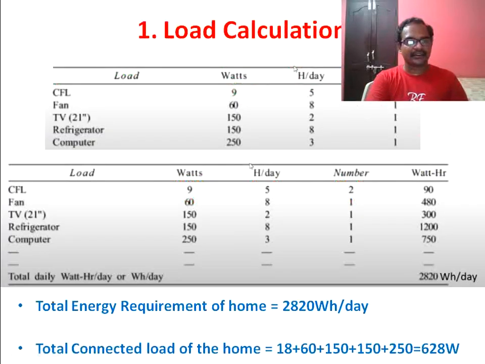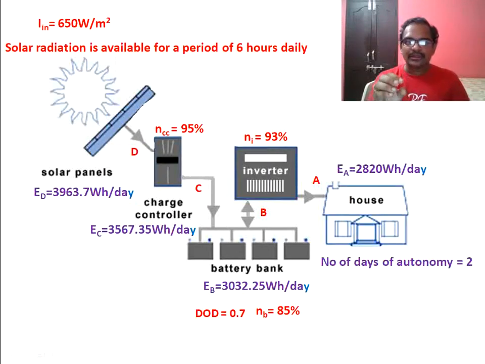Now you understand clearly here. In order to supply 2820 watt hours per day to the house, the solar panels have to generate 3963.7 watt hours per day. Right. In order to supply this amount of energy, the solar panel has to generate 3963.7 watt hours per day. So in other words, in order to give 2820 watt hours per day to the home, with 2 days of autonomy, the battery bank has to store 3032.25 watt hours per day.